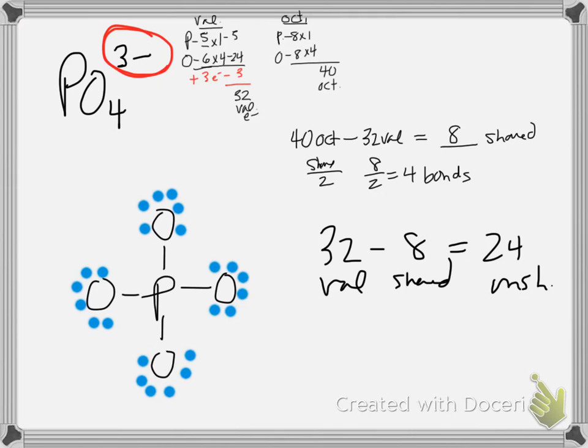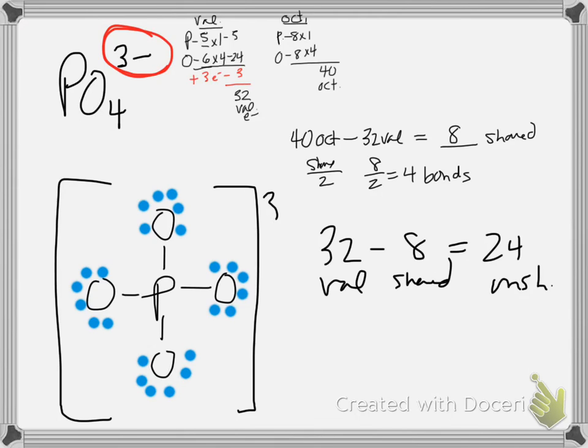Last thing we have to do is what? Bracket and charge. This whole thing is bracketed. This has a 3- charge. These are actually really easy once you know how to apply the math. The key step is what I did in red up there: remembering to add extra electrons if they have extra electrons, because you have to account for those when you're accounting for the total number of electrons that they come in with. Let's do one more together.